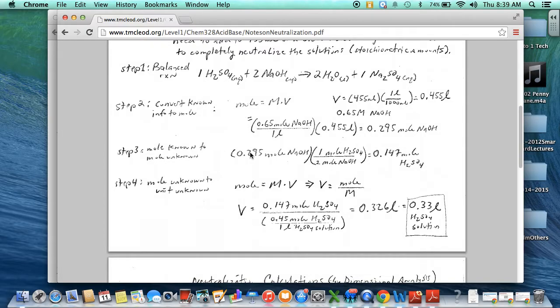Then I go from moles of what I know to what I'm looking for, using the molar ratio. Now I'm going to find what I want, so here's my equation. I have to change it because I'm solving for volume. So it's moles over moles per liter. Of course, the denominator over denominator makes the numerator, which is equal to 0.326 liters, which is equal to 0.33 liters. So that's how you do any neutralization reaction. Okay, I hope this helps.